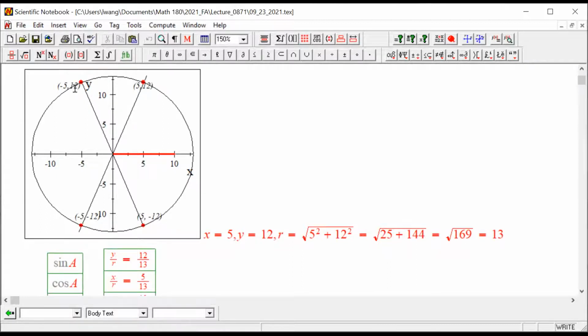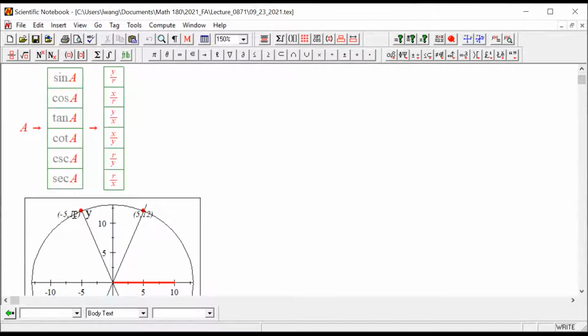Shall we? It's your turn. Are you ready? So this terminal, there are lots of angles that have this terminal. So now we pick a point. I pick a point for you. We pick a point on the terminal other than the origin. And next, you are going to work on the point negative 5/12.